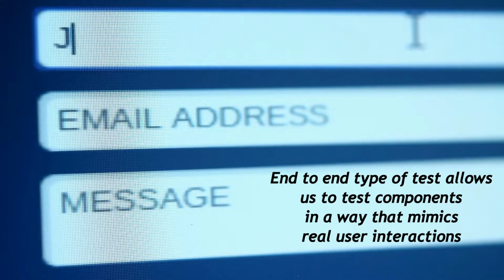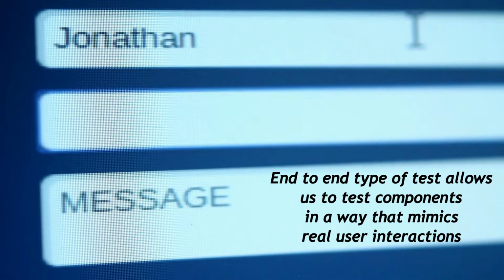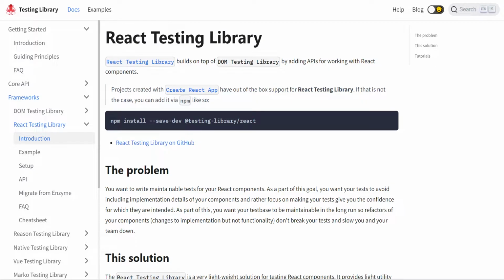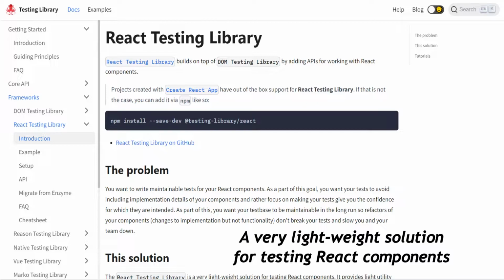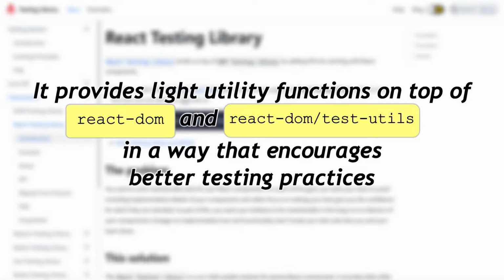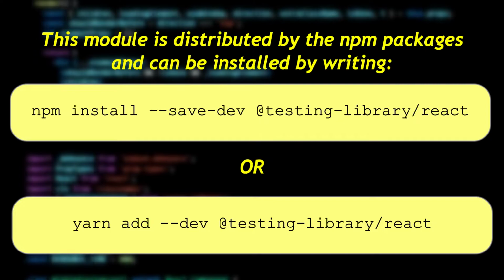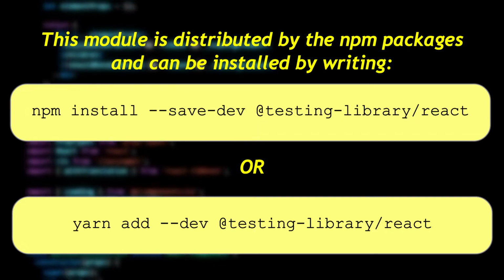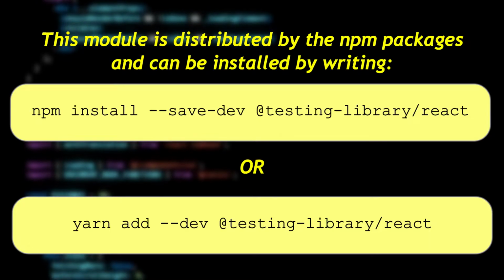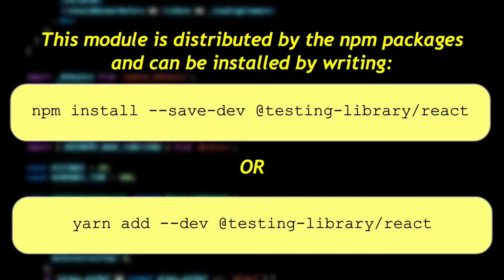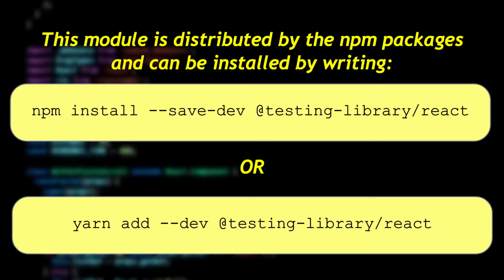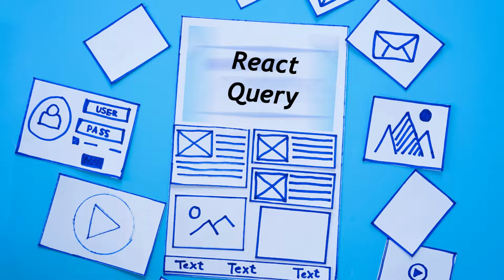End-to-end type of test allows us to test components in a way that mimics real user interactions. This can be solved by the React Testing Library, which is a very lightweight solution for testing React components. It provides light utility functions on top of React DOM and React DOM test utilities in a way that encourages better testing practices. This module is distributed by the npm packages and can be installed by writing this command. You just say yarn or even npm install @testing-library/react, and you will be all set to work with the React Testing Library.